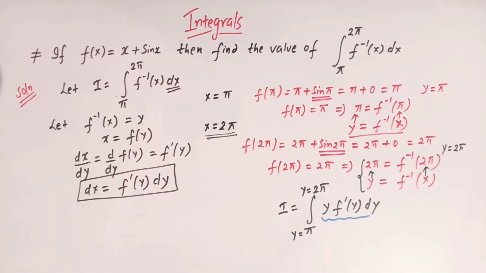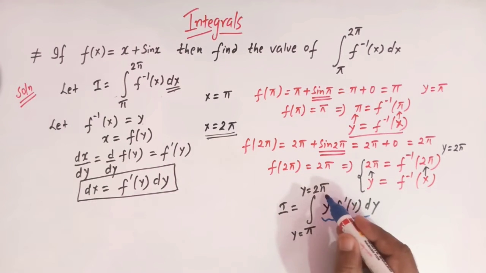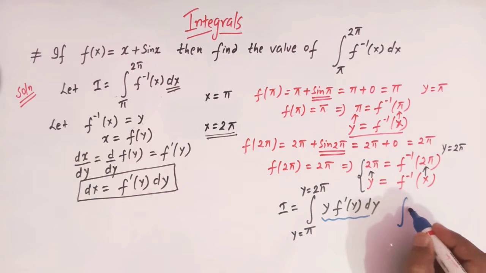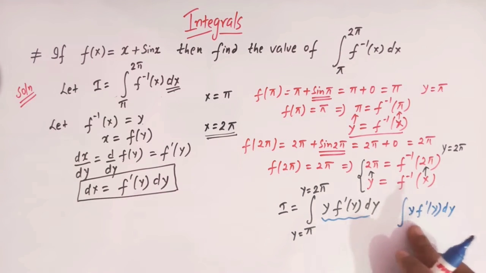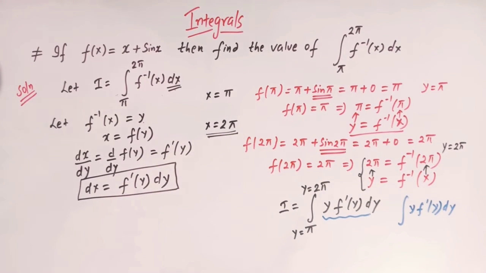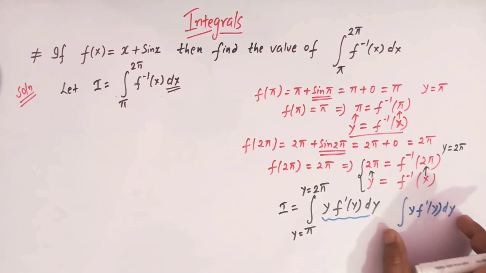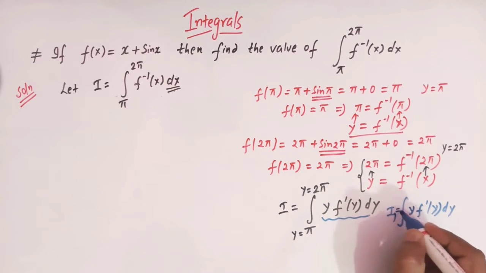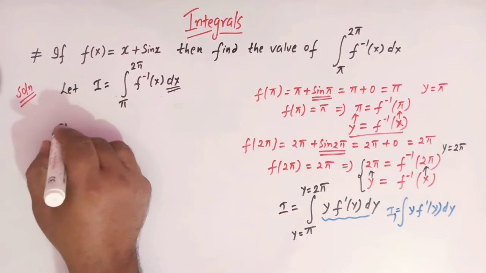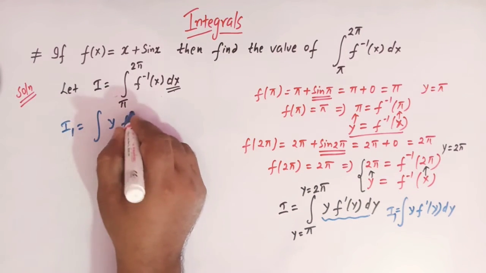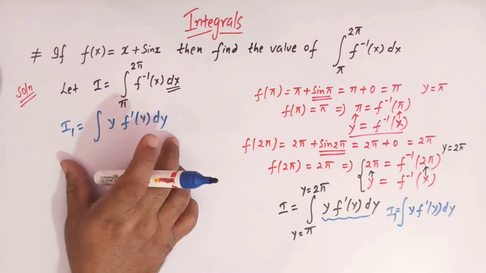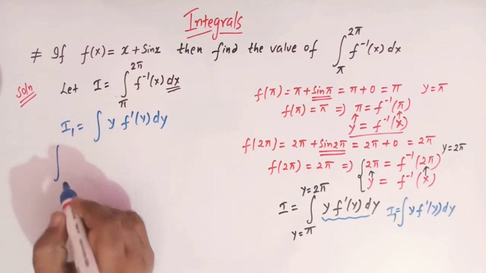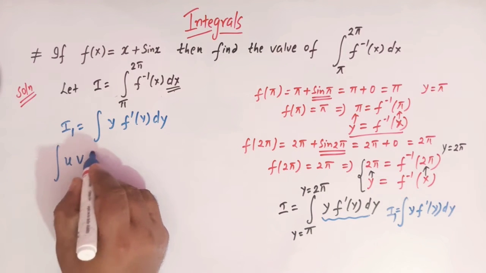In order to evaluate this definite integral, we'll first find the indefinite integral, and then we'll apply the limits. So we'll find the integral y times f prime of y dy, and this integral can be evaluated by the method of parts. So now let us evaluate this integral by method of parts, and let us call this integral as I1. So I1 is integral y f prime of y dy. And the formula for integration by parts, it goes like this: integral of uv dy.